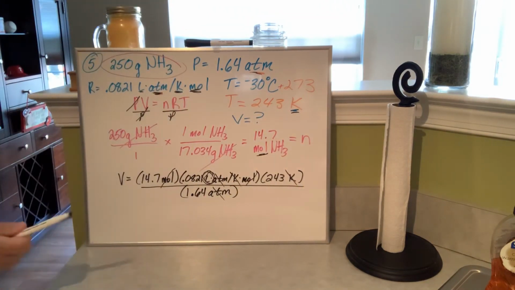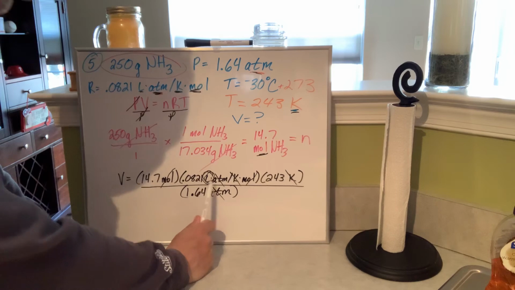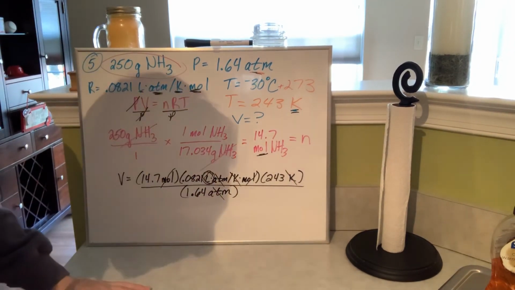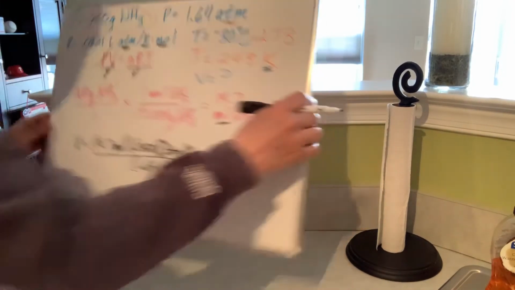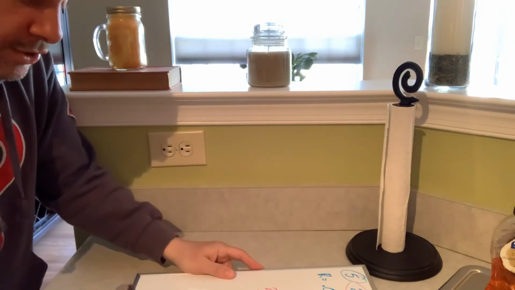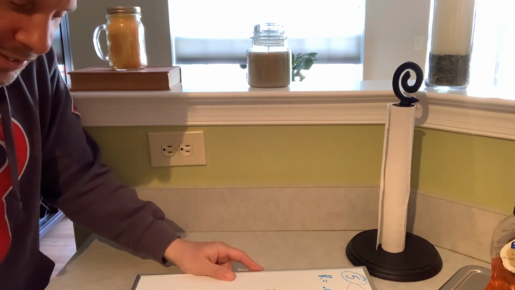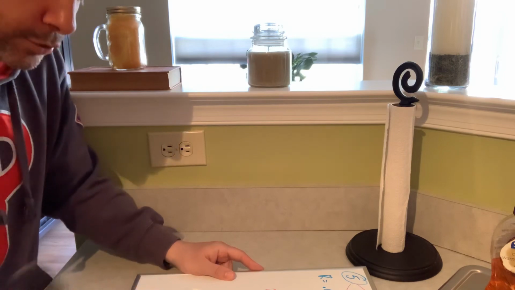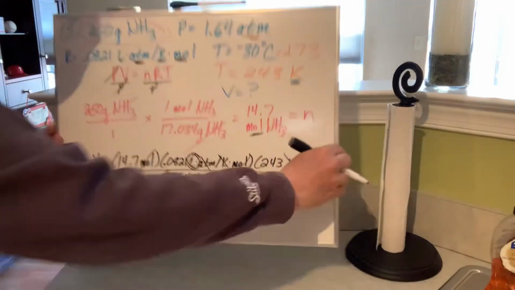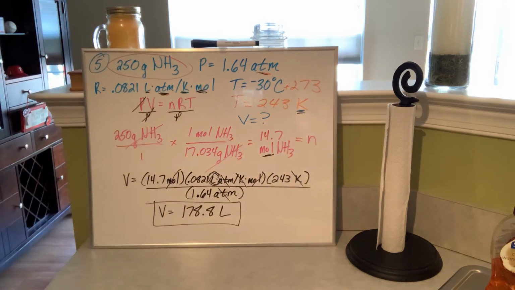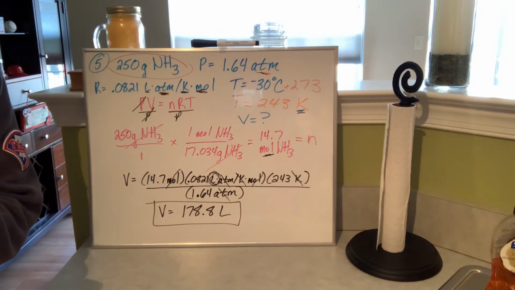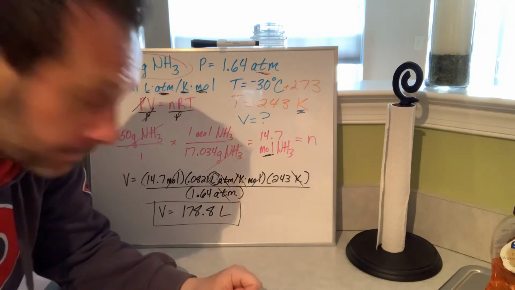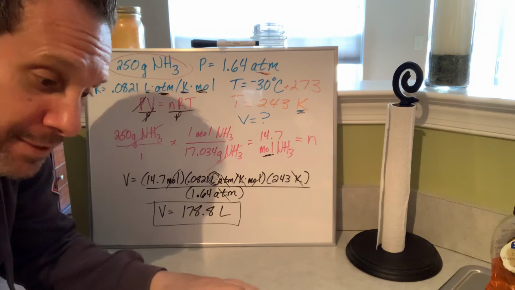All right, so to get the answer here, we're going to do 14.7 times 0.0821 times 243, hit equals and divide by 1.64, and kids, we should get a volume somewhere close to, but probably not exactly. You know, that's one of my favorite things to say, besides the fact that you should all be calling me your eminence, remember? The volume is 178.8 liters of gas, ideally. Okay? All right, kids, that's that one.